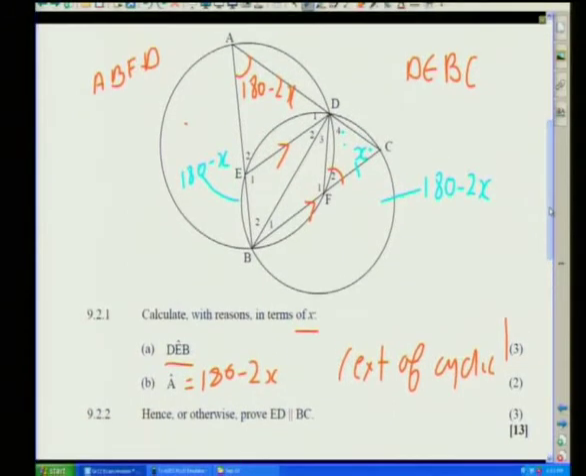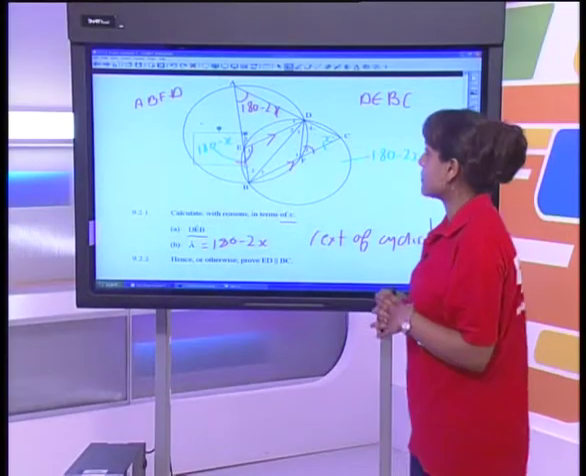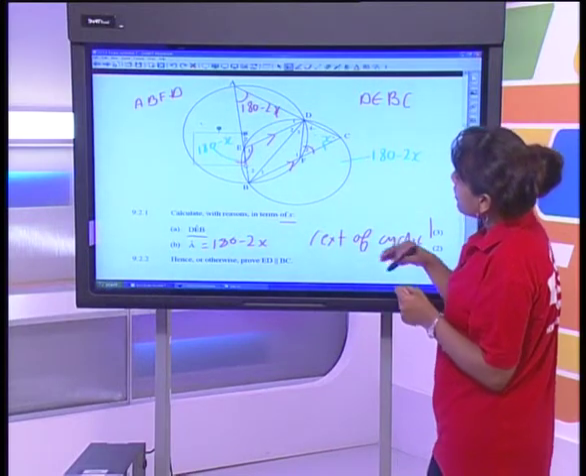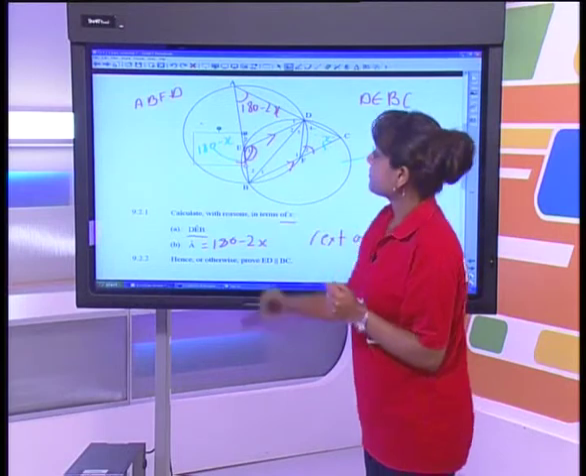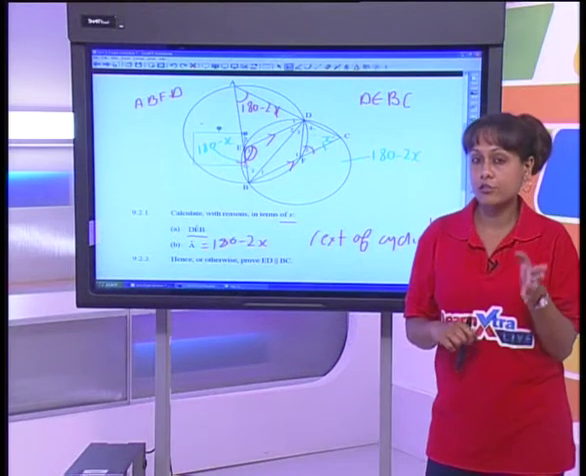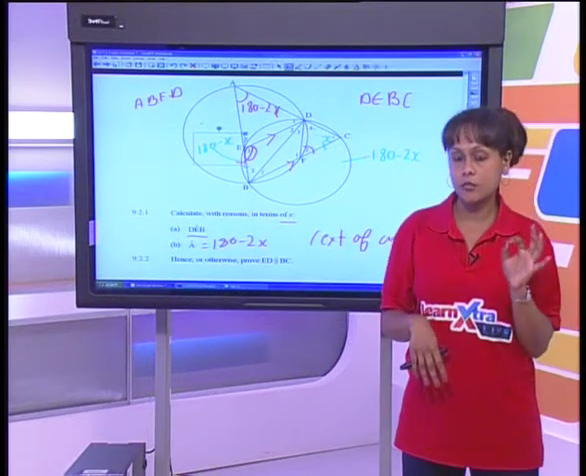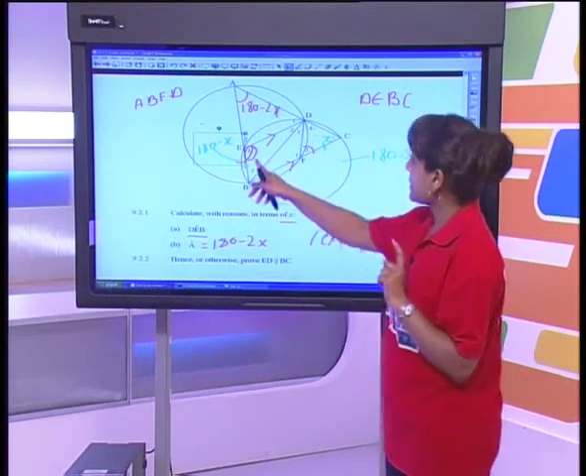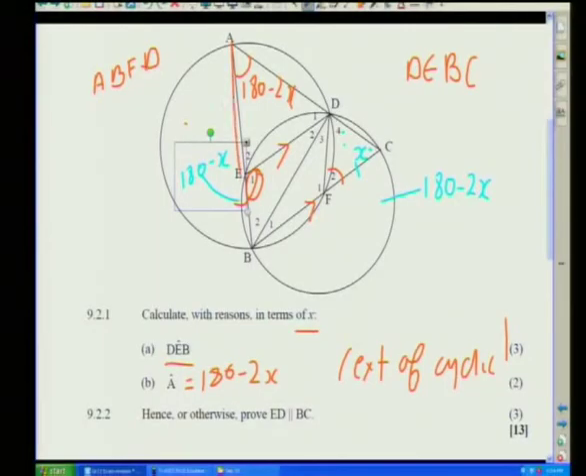What did we work out there? That one was 180 minus x. So we've got that 180 minus x. We've got that A is 180 minus 2x, and we want to prove that these are parallel. So we're going to look for co-interior or alternate angles or anything like that that we can find. All right, so let's have a look. We know that angle E1 is the exterior angle of a triangle. Now I'm talking about a triangle, hey, not about a cyclic quad. E1 is the exterior angle of triangle AED.